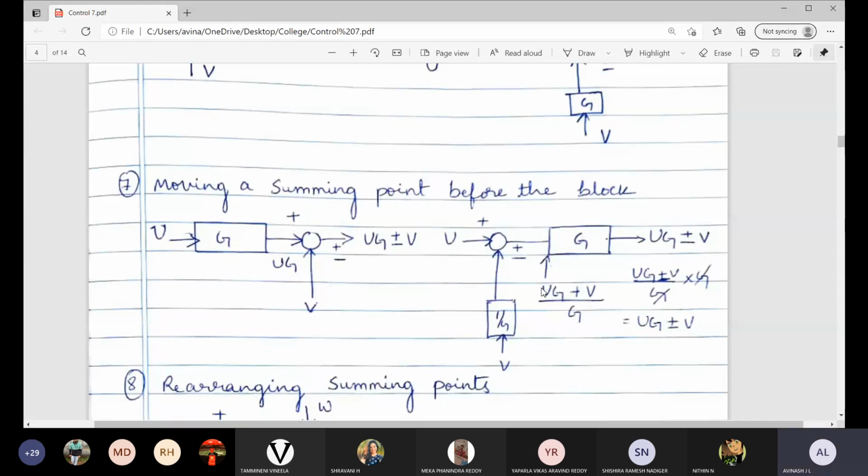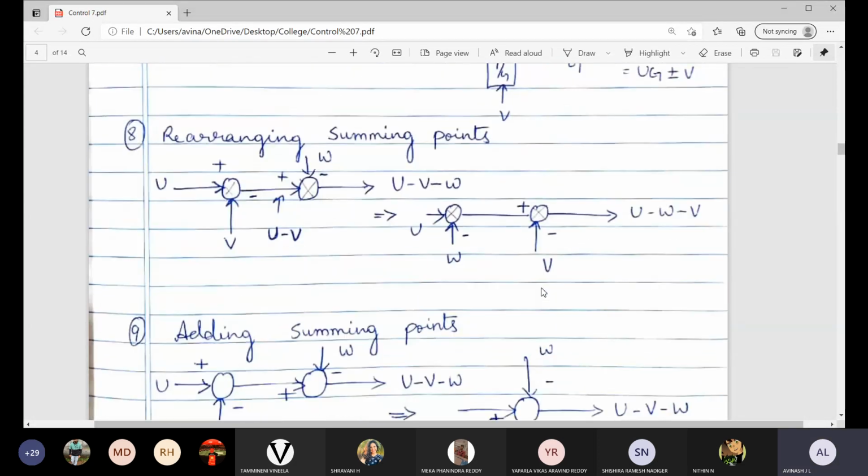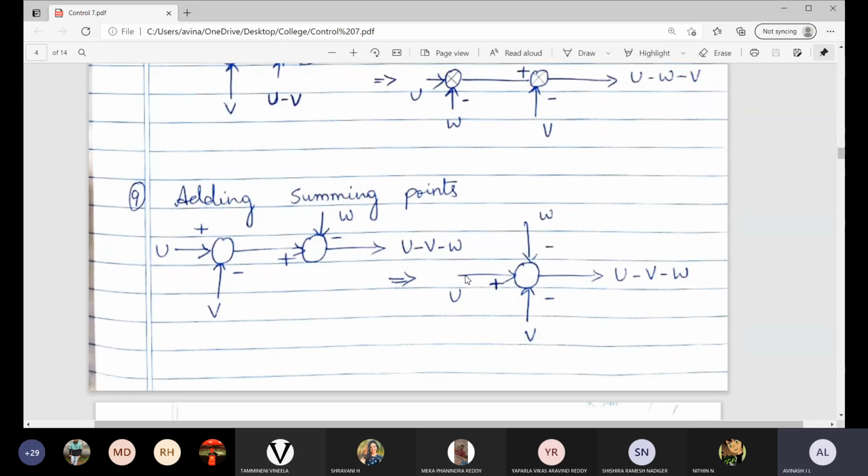Okay. So now after that, these things are like rearranging the summing points. Plus minus variable. See, 2 plus 3 plus 5 is also equal to 3 plus 2 plus 5. It is also equal to 5 plus 3 plus 2. Same concept is employed here also. Rearranging the summing point. So now after that, adding the summing points.